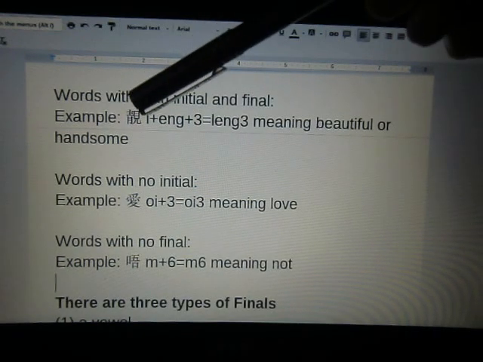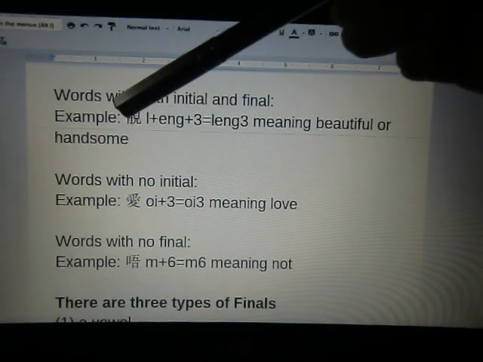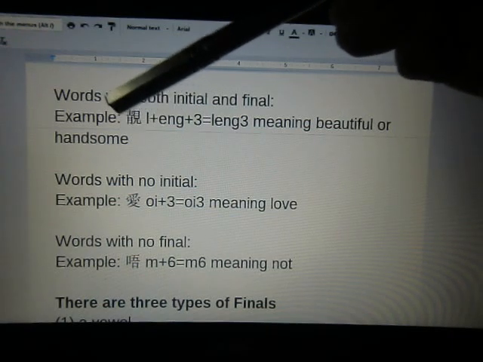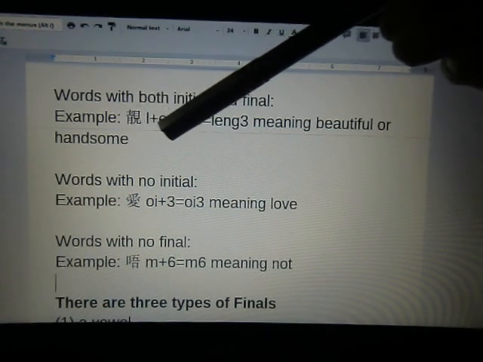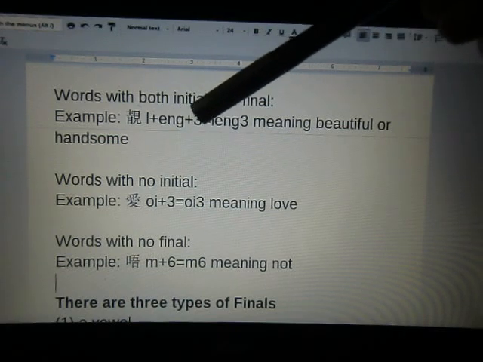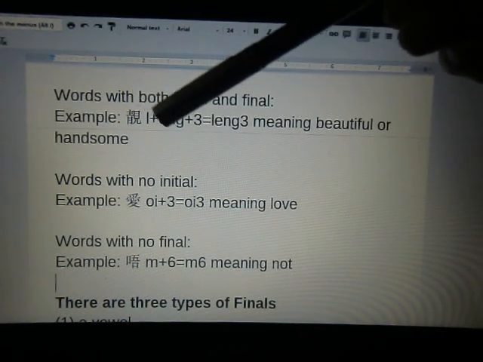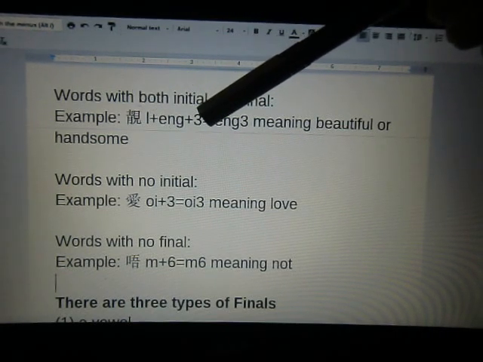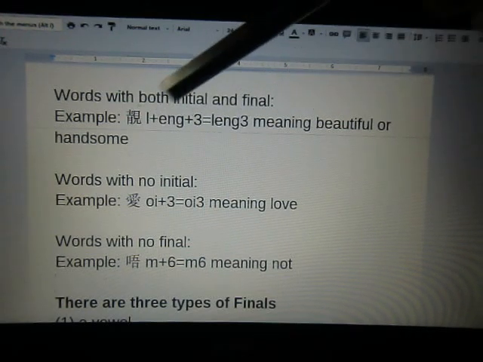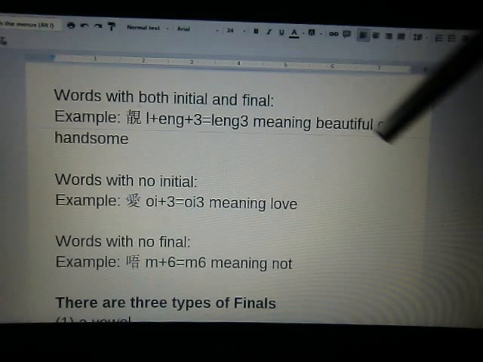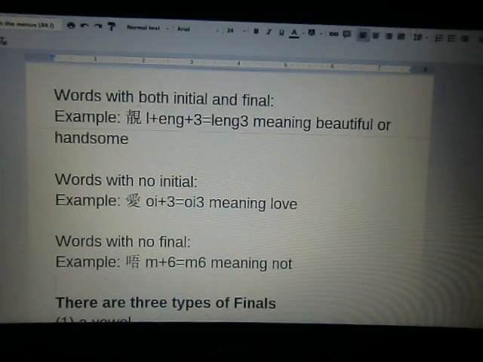In the word lang, okay? So in the word lang, we can decompose the sound into three parts. The initial L, and then the final ENG plus the tone 3, okay? So la, ang, tone 3, lang, right? Lang, lang, lang. So we have a falling tone pattern for the six tones, okay? According to the natural Cantonese romanization scheme.